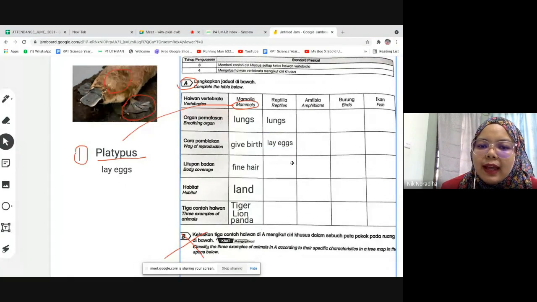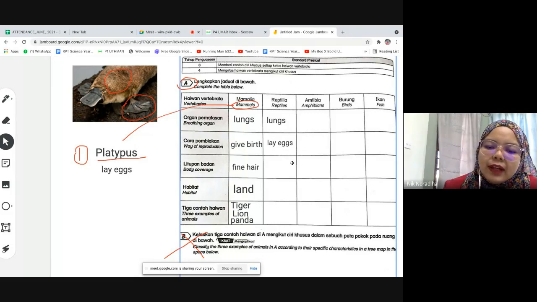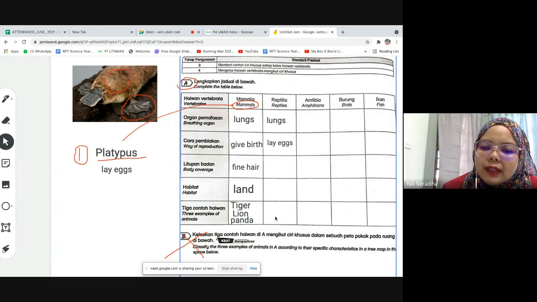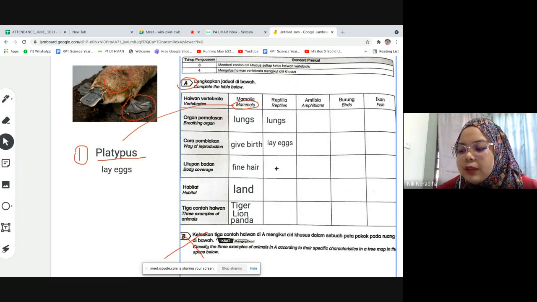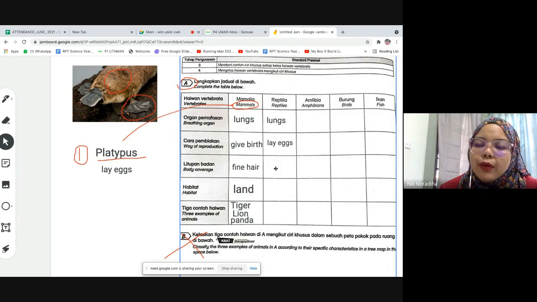Okay, Tengku Haziq, can you turn on the microphone? Haziq didn't have this book, right? So are you doing the table now? Are you doing this table in your practical book? Yes. Okay. All right. Good job. Haziq, can Haziq give teacher the answer for body coverage of reptiles? What do they have, reptiles? Snakes is one example of reptile. How is their body covered? What their body is covered with?